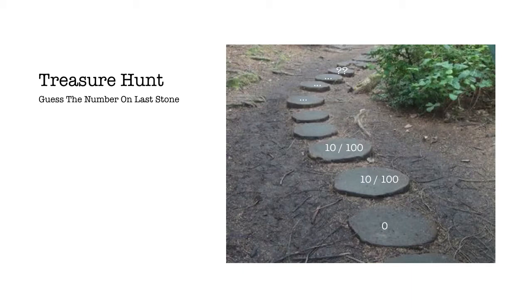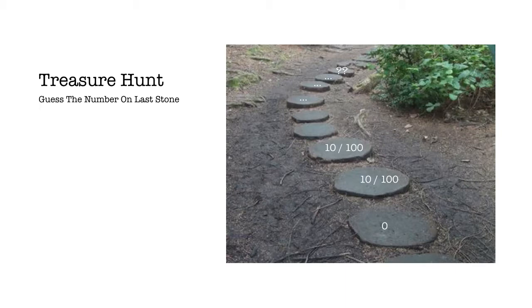Hi everyone, today we are discussing an interesting problem called treasure hunt. So this is about a trail where there is a sequence of stones and each stone has a number written on it. These numbers on consecutive stones can differ from the previous one by either of two numbers. So in this particular example, in the image, we have 10 and 100. So there can be any number.